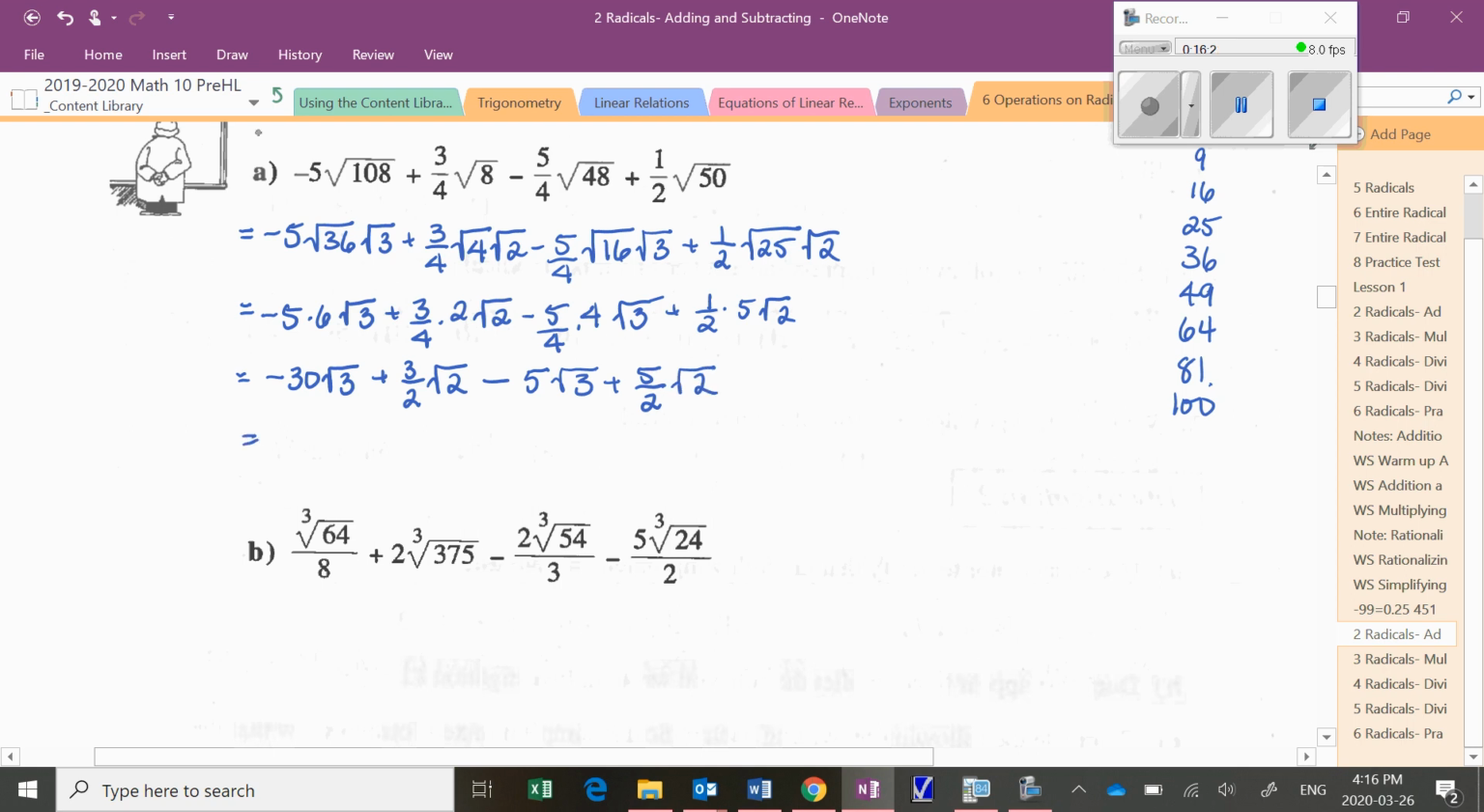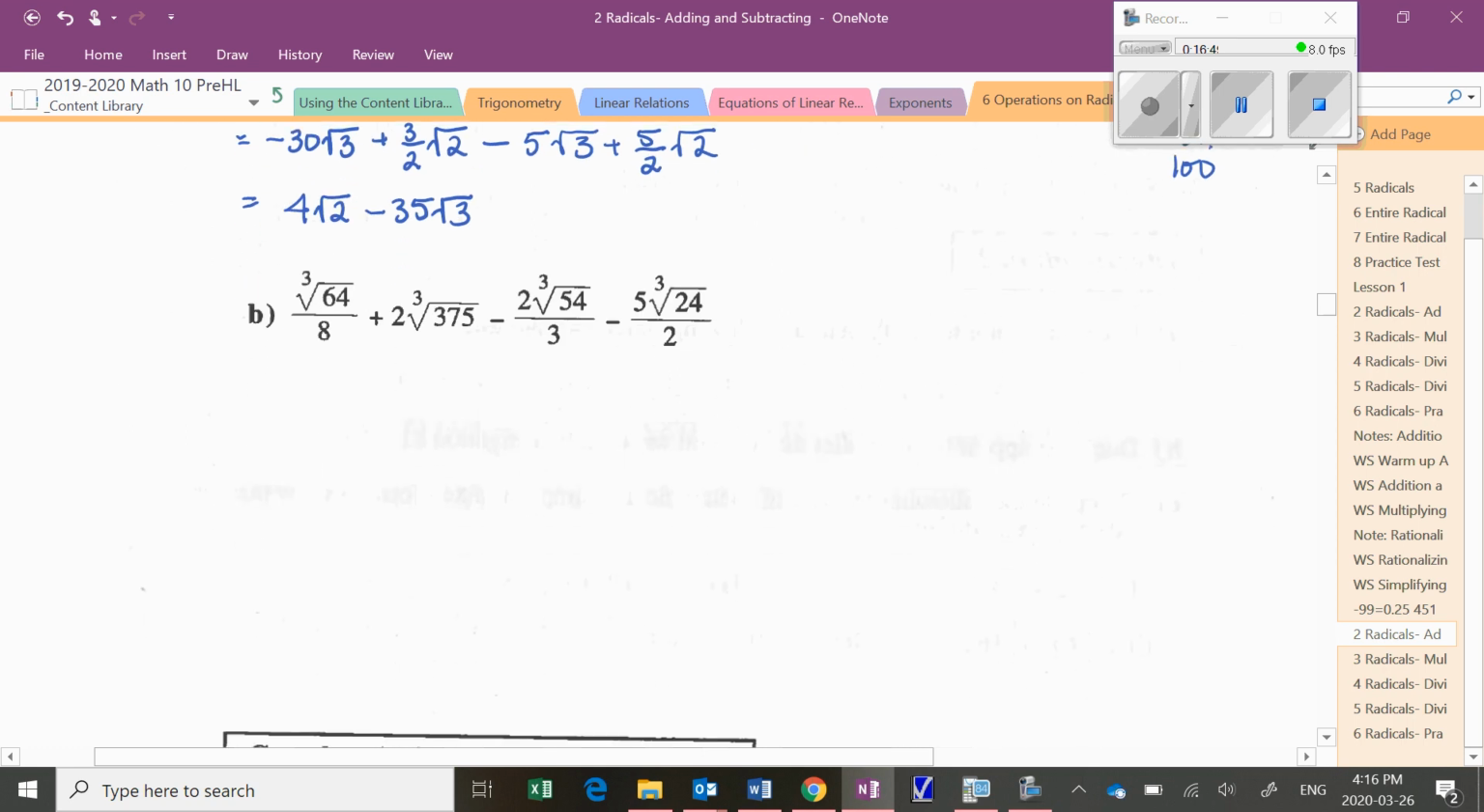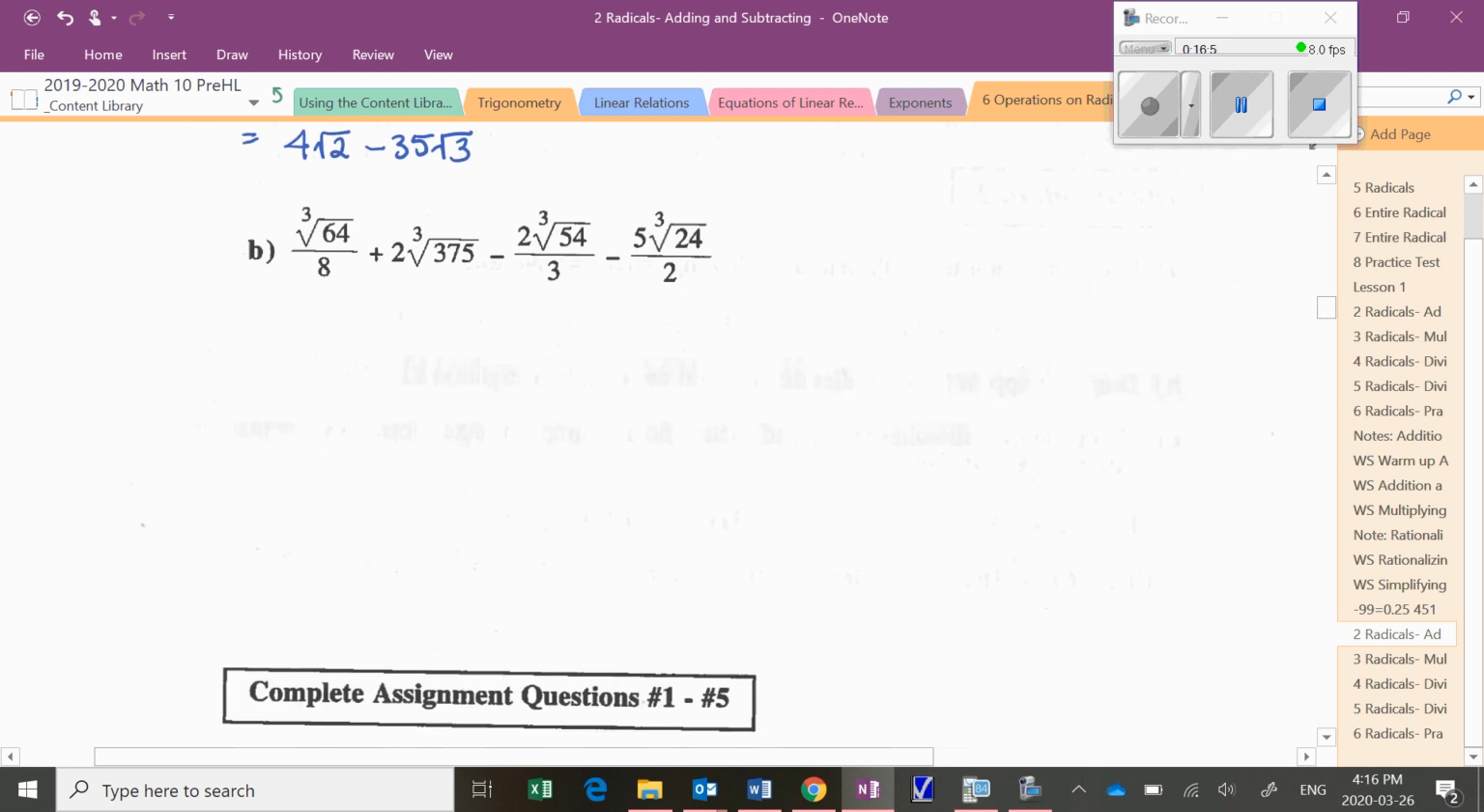So we've got the two pairs of like radicals, and so 3/2 root 2 plus 5/2 root 2 is going to be 8/2 root 2, and 8/2 is simply 4, so we've got 4 root 2, and then minus 30 root 3 minus 5 root 3 is going to be negative 35 root 3, and there we have it. Okay, so give B a try on your own, and then just hit pause and we'll come back and compare.